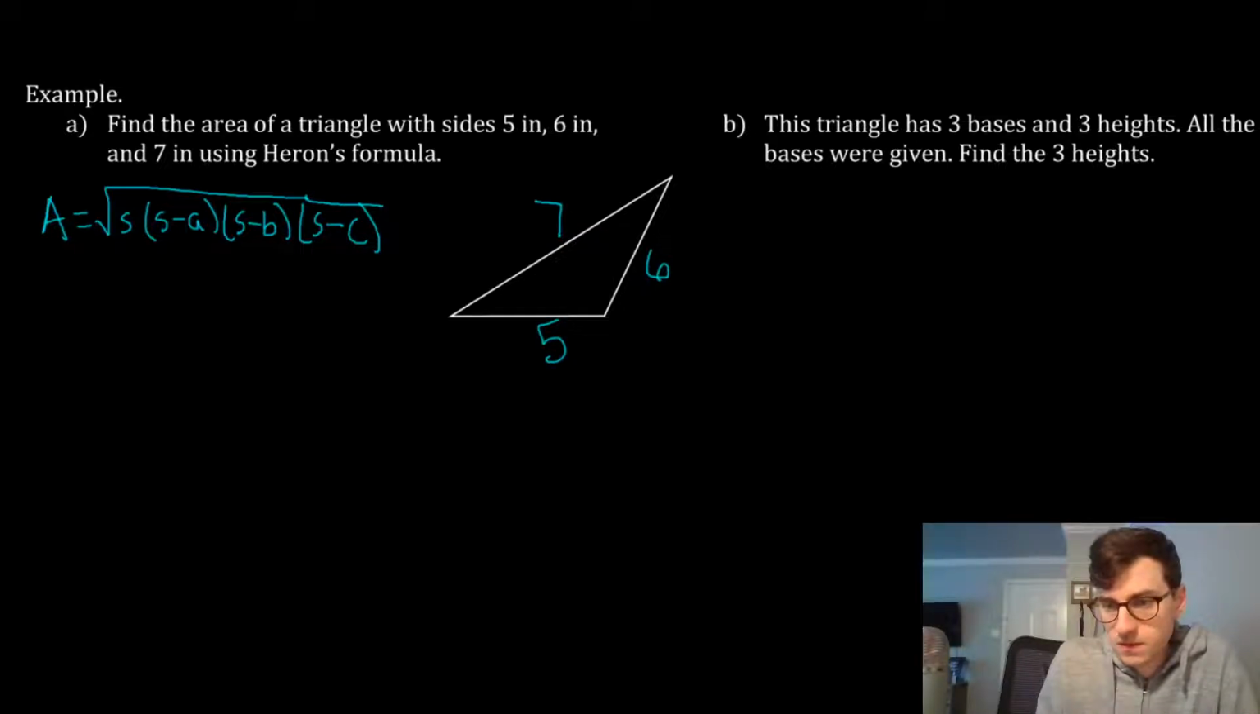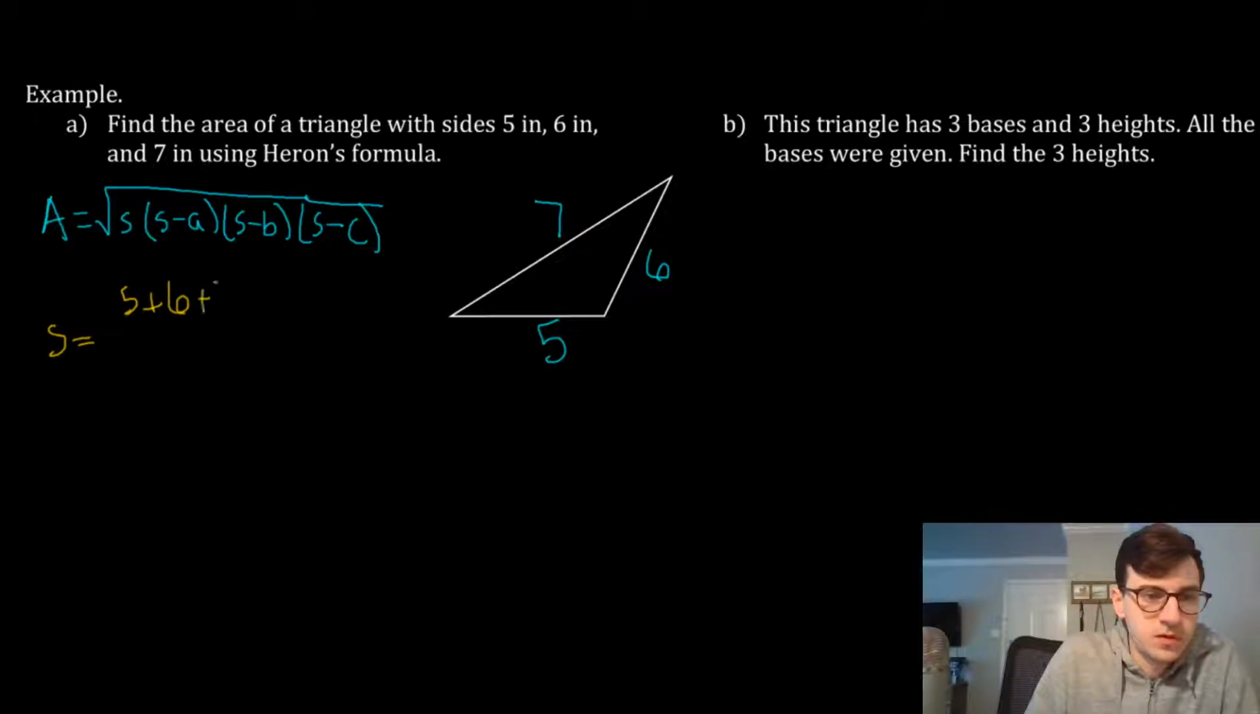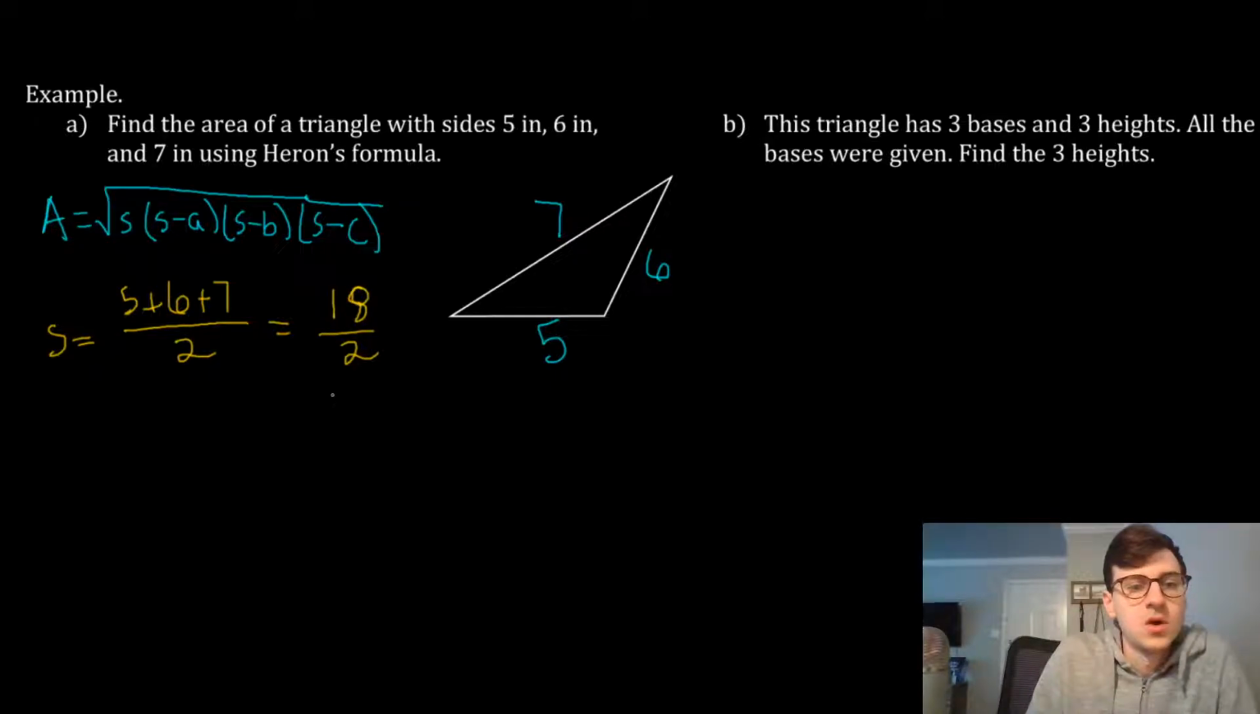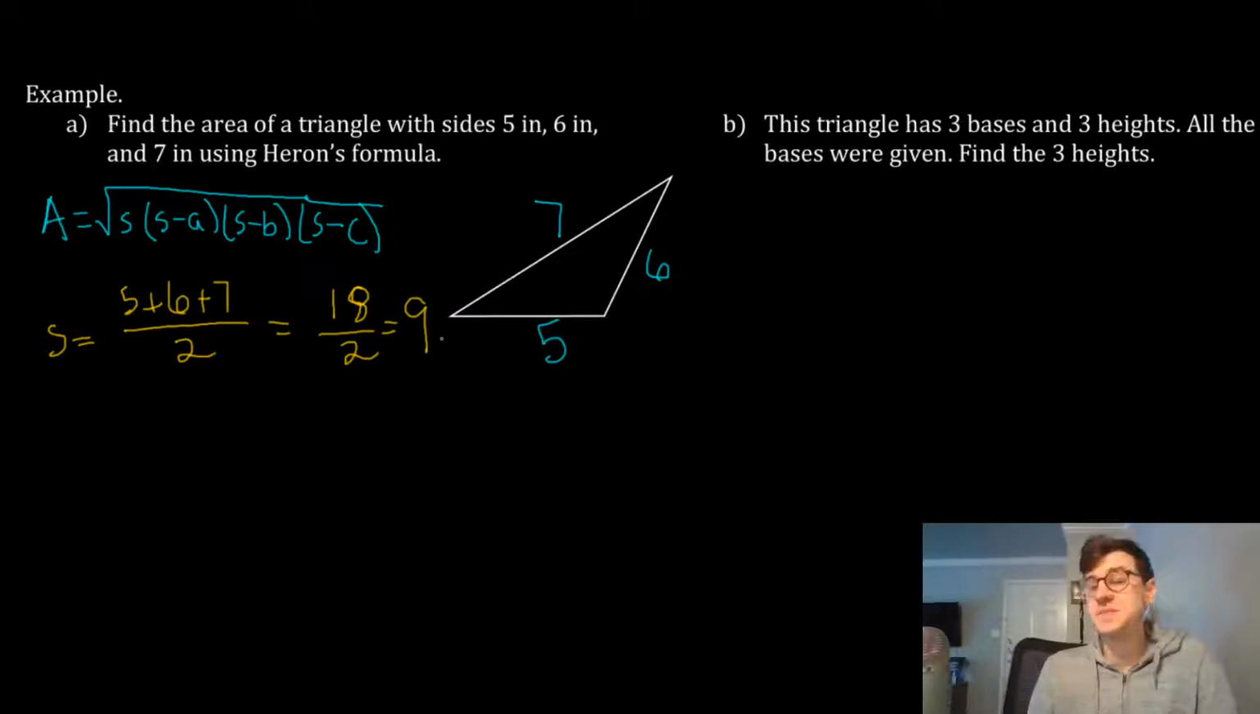So let's go ahead and find the semi-perimeter. The semi-perimeter is 5 plus 6 plus 7 divided by 2, which is 18 divided by 2, or 9. It's nice that it's a whole number, because sometimes it's not. But here it is.